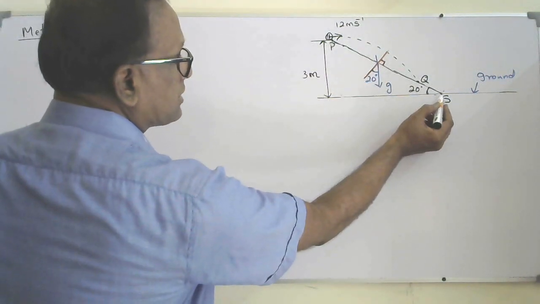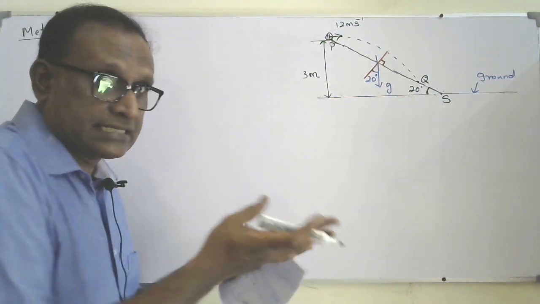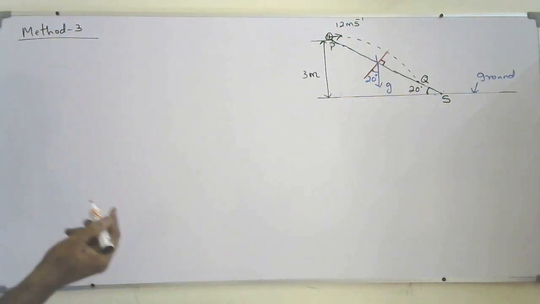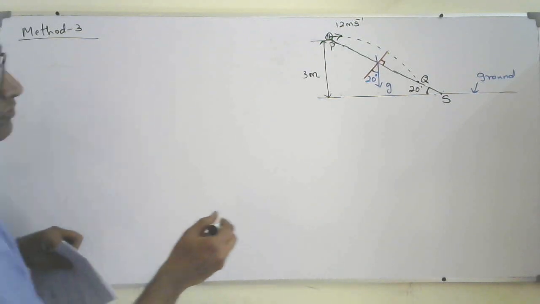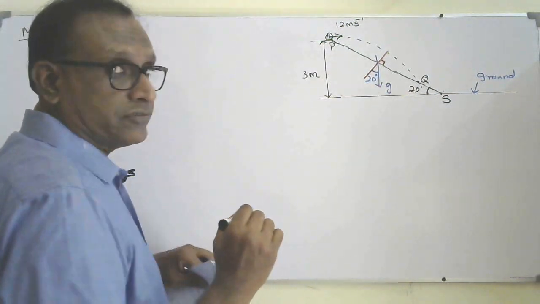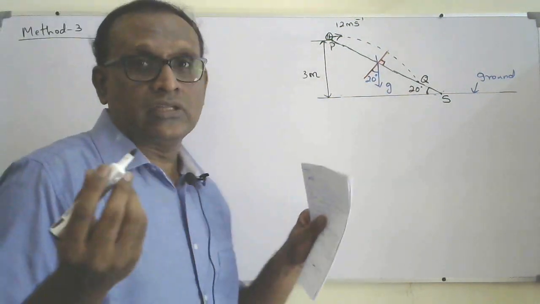S is the point where the slope is ending. Q is the point I'm taking, it's hitting the slope at point Q, but we don't know whether it's hitting or not. I'm going to find the length PQ. That's the purpose of this calculation. I'll tell you the method first.